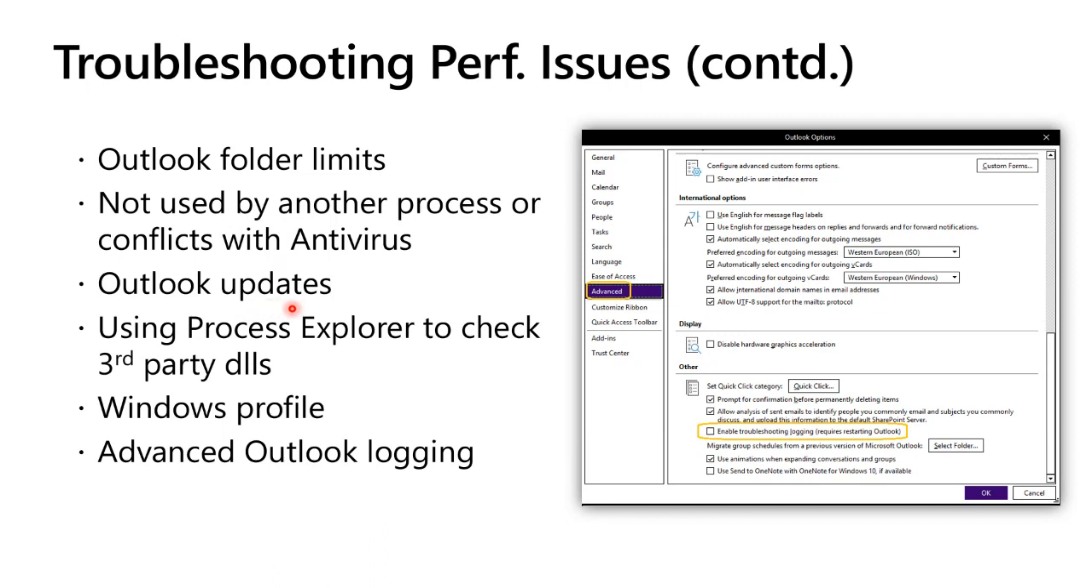And then the common solution in this case, like for most issues, would be to ensure that we have the latest update. And then we could also try a different Windows profile to see if that helps. And then again, enabling advanced logging as shown here would help us to troubleshoot further. Enabling advanced logging is done by going to Outlook Options, Advanced tab, and then enabling troubleshooting logging. This will be required when we need to troubleshoot more extensively.